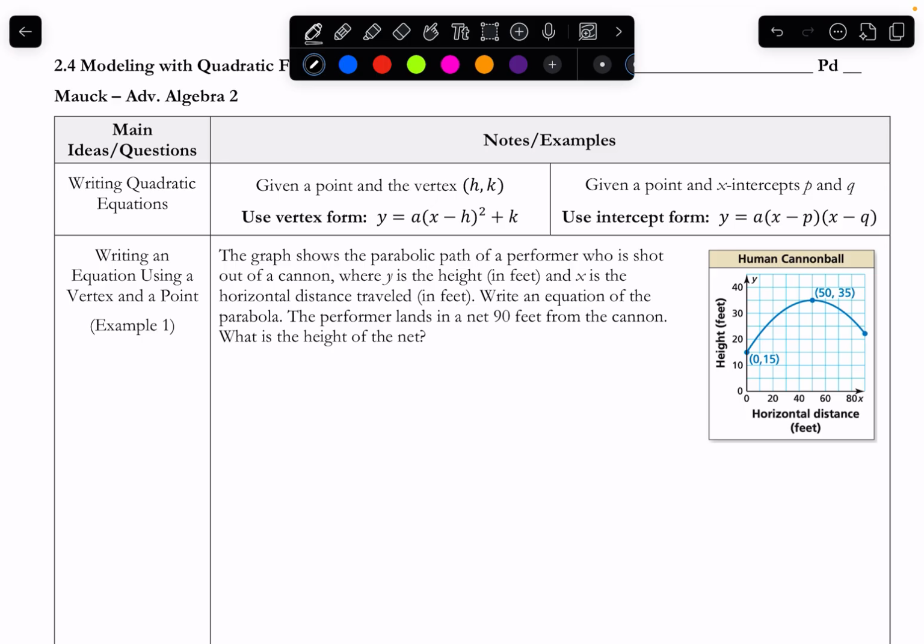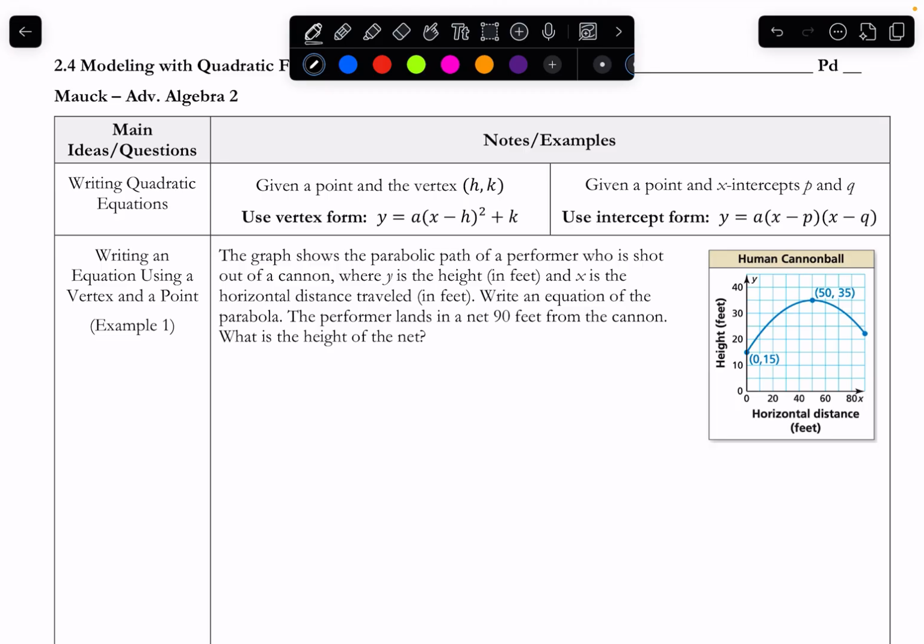So in our first example, we have the path of a performer who's shot out of a cannon, so at a circus or something like that. And we have our graph over here on the side. We're trying to write the equation and then answer this other question about what is the height of the net.